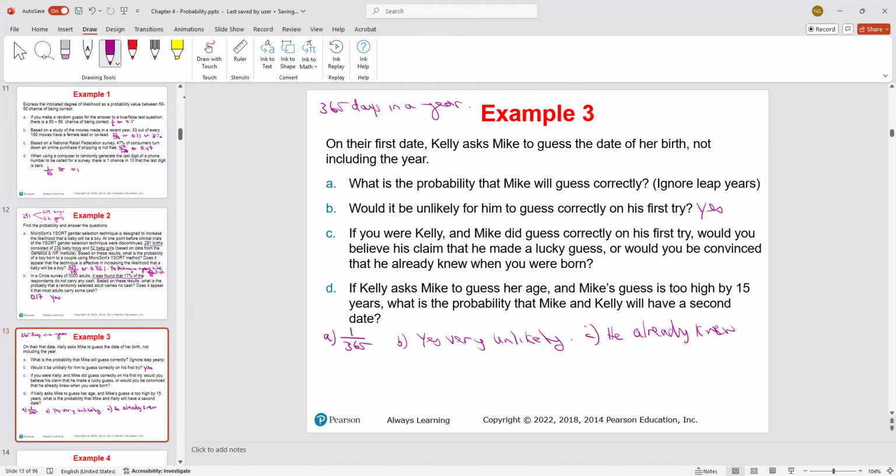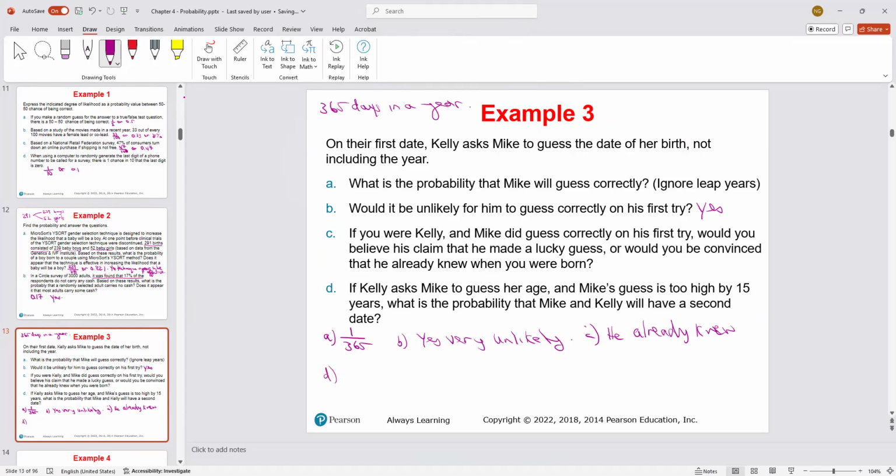If Kelly asks Mike to guess her age, and his guess is too high by 15 years, 15 years, very high, what is the probability that Mike and Kelly will have a second date? That would be no probability. Is it 10%, 20%?